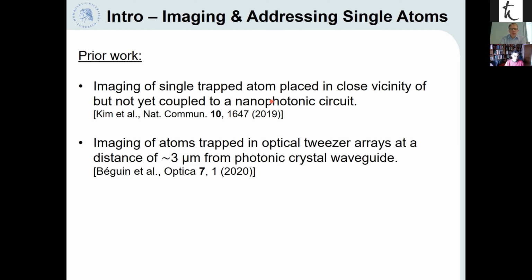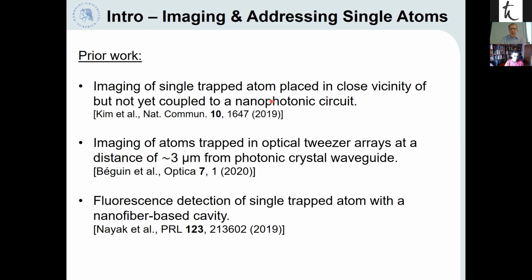And then recently, the fluorescence light of a single trapped atom, which was trapped near a nanofiber-based cavity, has been detected. However, here imaging was not performed; it was the detection of the presence of the atom near the nanofiber using the fluorescence light.